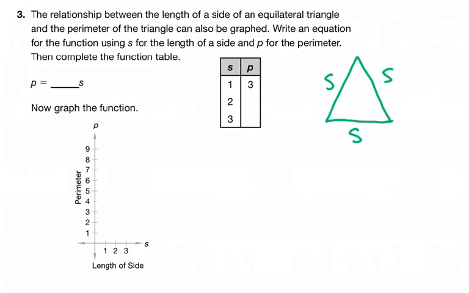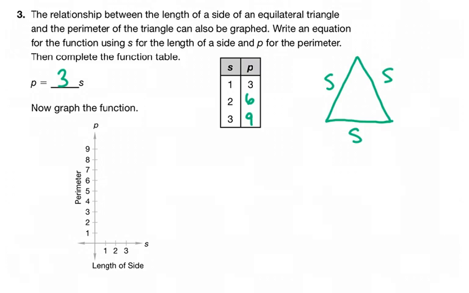All right, let's check your work. So you should have noticed that the perimeter is the same as 3 sides. We add up those sides, or we multiply times 3. And 1 times 3 is 3, 2 times 3 is 6, and 3 times 3 is 9.